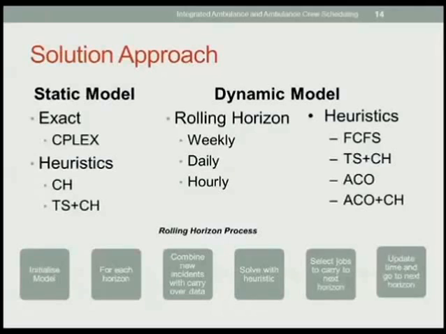Okay, so the solution approach. For the static model, initially I looked at trying to find exact solutions using CPLEX, and then compared that against a couple of heuristic algorithms that I developed. For the dynamic model, it's more complex than the static one, so I needed to have more complex heuristics to see if I could improve my results further. So I've got constructive heuristics, hybrid tabu search and constructive heuristics, ant colony optimization, and a hybrid ant colony optimization and constructive heuristic, which I will explain in a bit. For the dynamic model, I also tested 3 different horizon lengths to see if that affects the quality of the solutions as well.